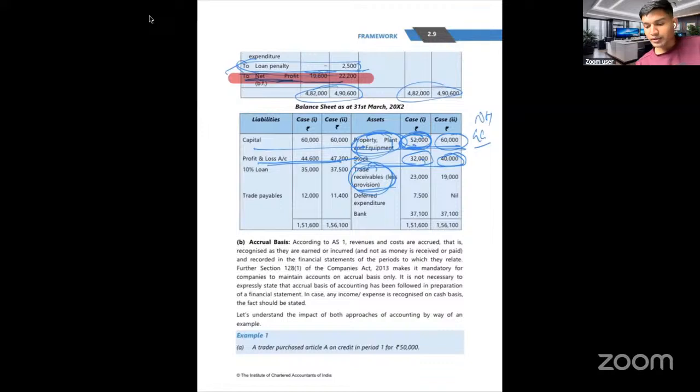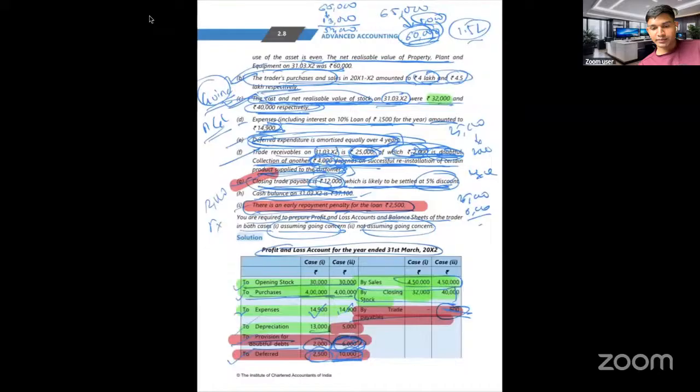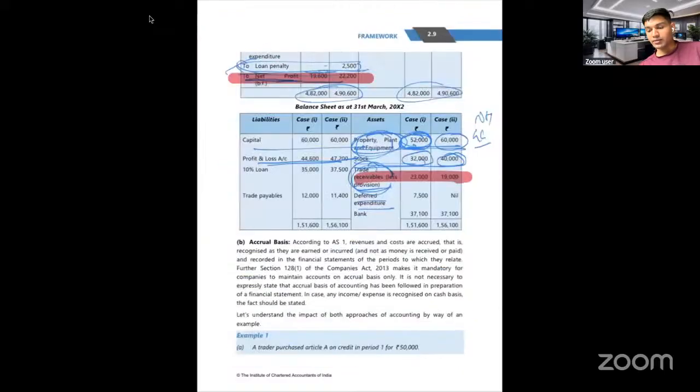Okay, let's continue to 23,600. This is clear. Now we have to do deferred expenditure. Deferred expenditure over 5 years, if we consider it, is 10,000 divided by 5, that is 2,500 per year, so 7,500 remains. And if it is not a going concern, the 10,000 is expensed out entirely, so it becomes nil.